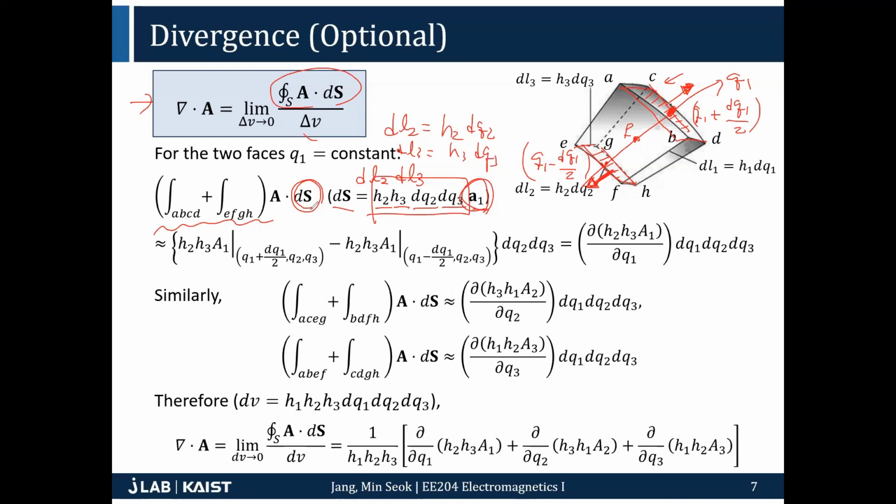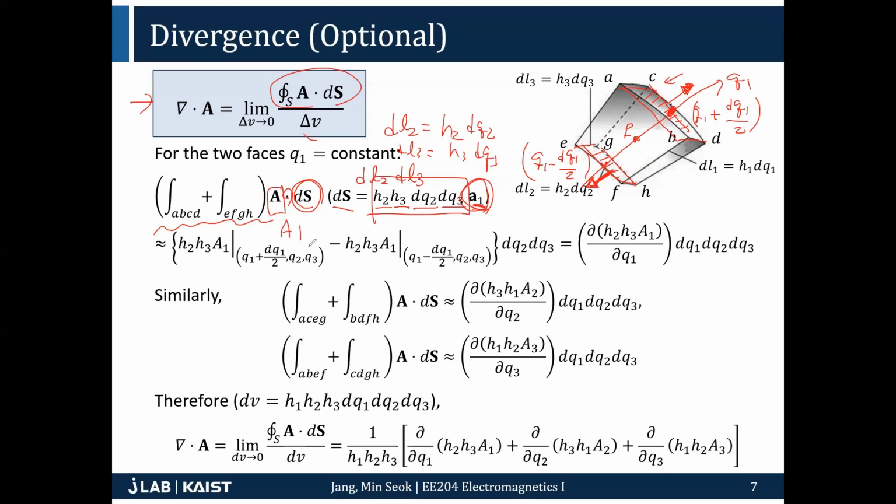Because S has only one component, the A1 component, and there's a dot product, you only need to take into account the A1 component, right? You don't need to worry about the A2, A3 components. So it's very similar to what we've done in the Cartesian coordinate system.